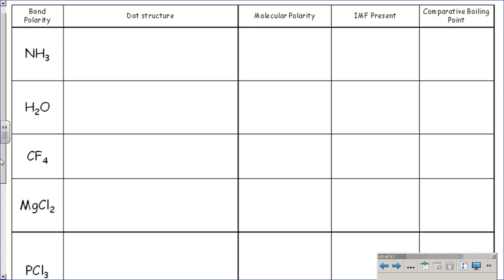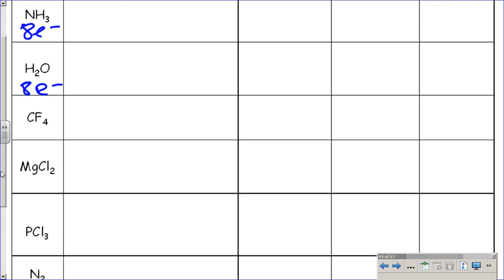How many electrons are in NH3? 8 valence electrons. How many electrons are in water? Count up your valences. Valences is 8 again, because oxygen has 6. Hydrogen each carries 1 valence, so that's 8 valence electrons. How many in carbon tetrafluoride? 42? 32, sorry. All right, let's stop there for a second.